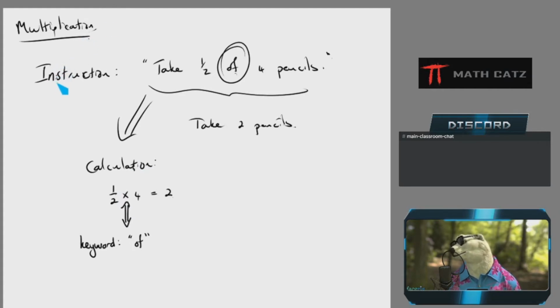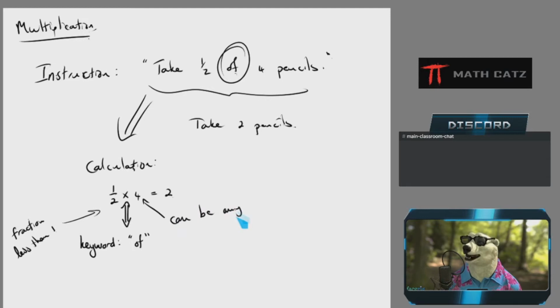Now, this only works when I have a small fraction at the start here. So here I need to have a fraction less than 1, because I'm only taking a portion of some quantity. Okay, but this second number can be any number. It can be any number because it can be any quantity.